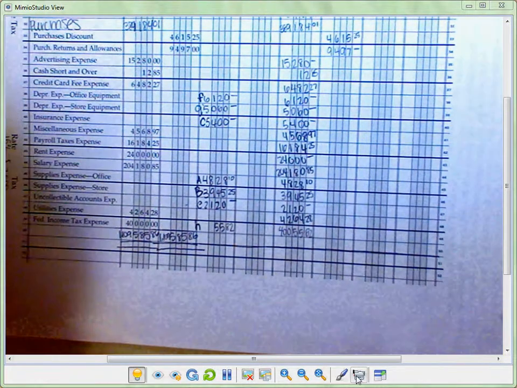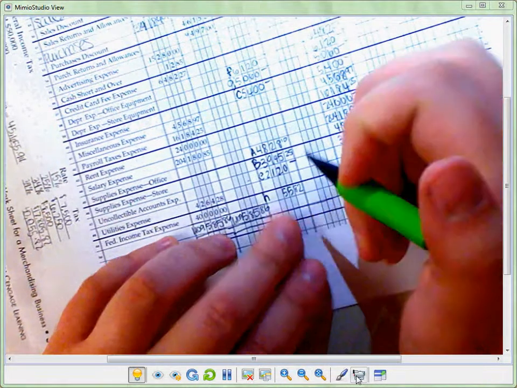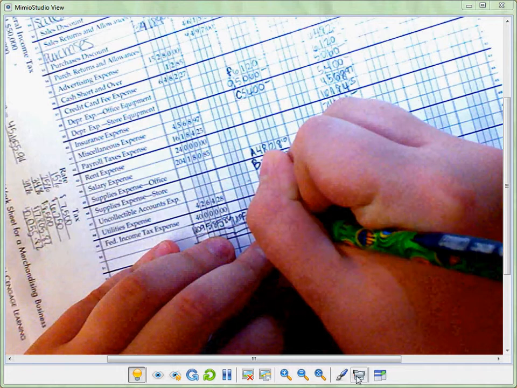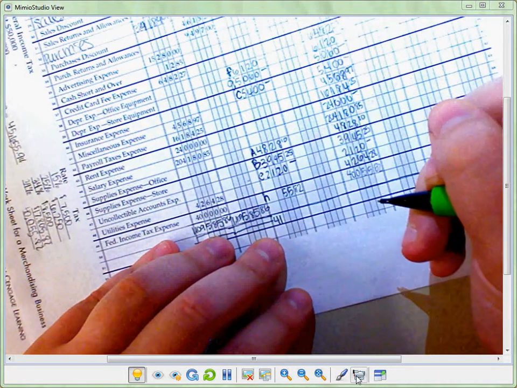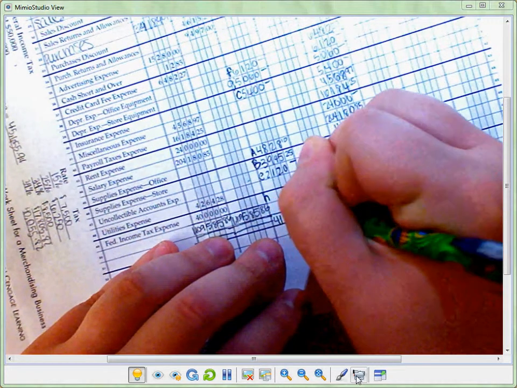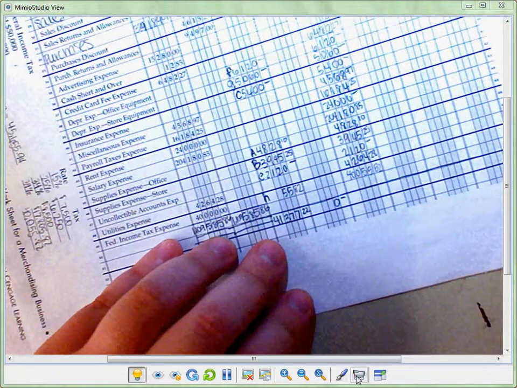I'm just gonna tell you the answers for this. I know we have calculator problems. Okay, adjustment, debit and credit then is $41,377.22. That's for your debit and your credit.